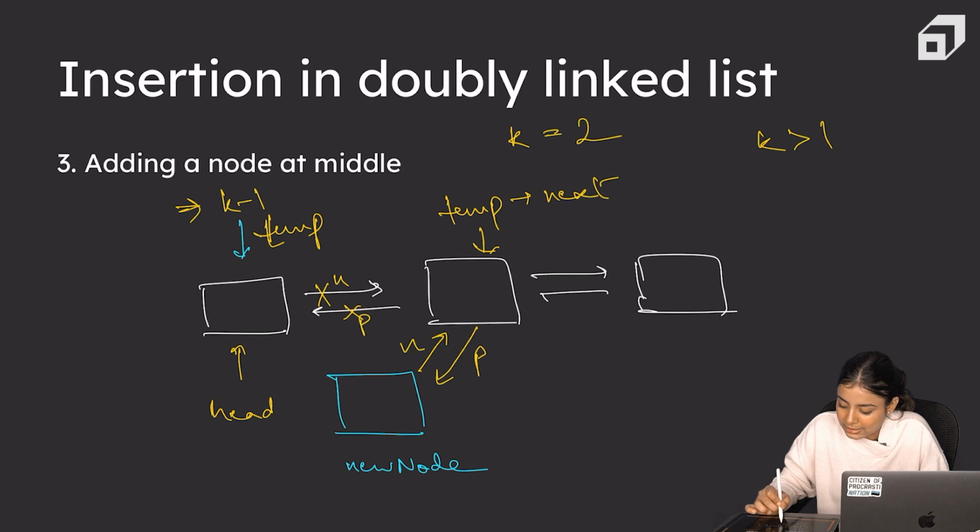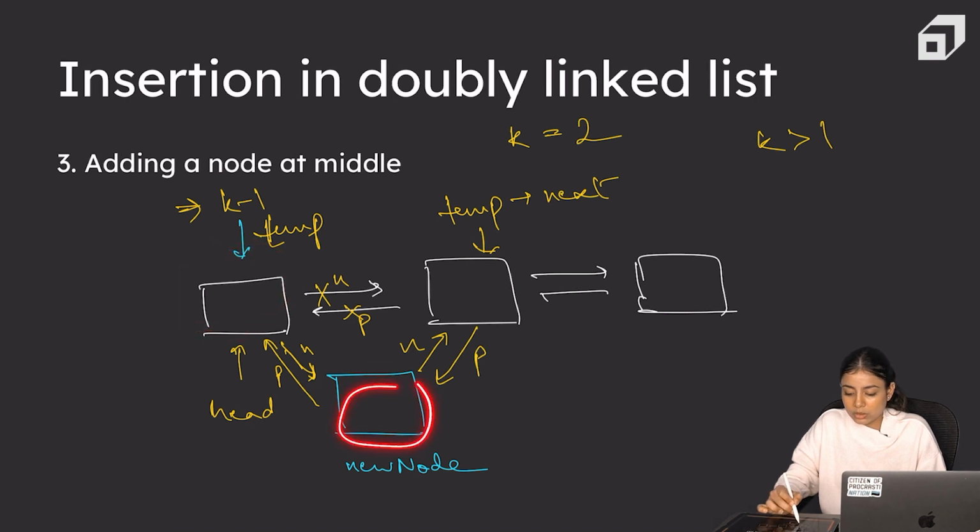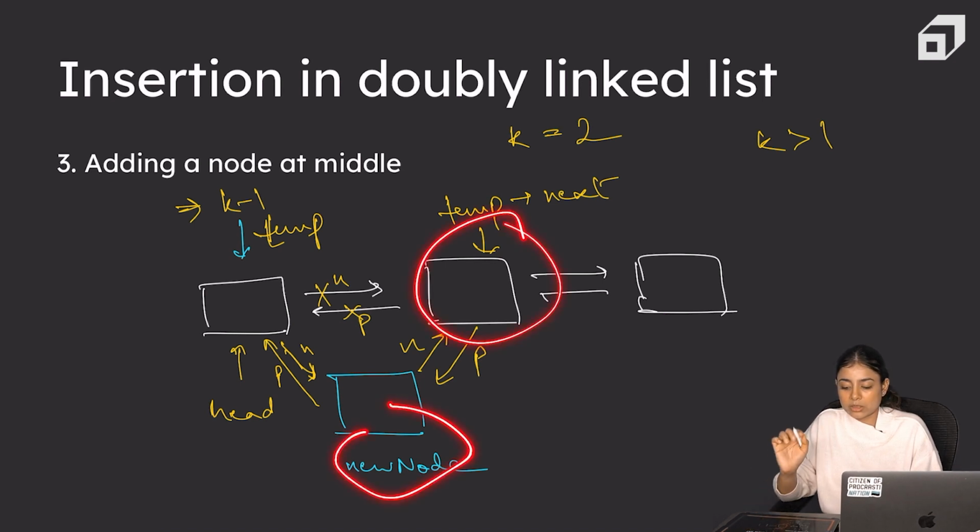So temp next previous should point to new node and new node's next should point to temp next. After I've done these changes, then I'll say temp next make it point to new node and new node's previous make it point to temp. Alright, so I've added all of the links now. I have all of the links between my k minus 1th node and new node, both my next and previous, and I also have all the links between my new node and k plus 1th node.